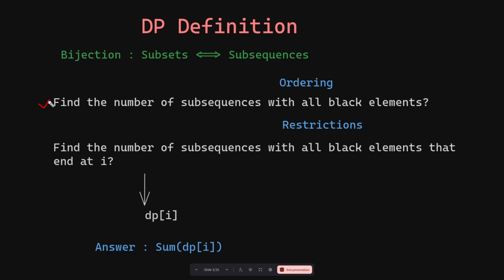This is still a large problem space. So let us add some restrictions so that we have a smaller area to work with. We are interested in finding out the number of subsequences with all black elements that end at a particular index i. Let us call this value dp of i. Notice that the subsequences or the subsets that we are interested in have to end at some particular index. Therefore, the final answer would just be the summation of dp of i over all indices.